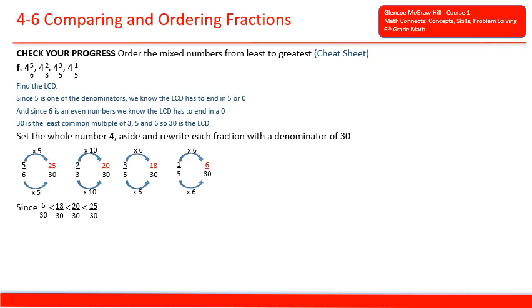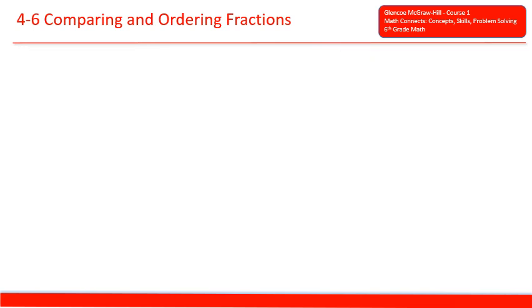So now let's put those in order from least to greatest. We get 6/30, 18/30, 20/30, and 25/30. And now we will put the 4s back on and convert them back to the equivalent fractions that we started with. And they are now in order from least to greatest in their original form.